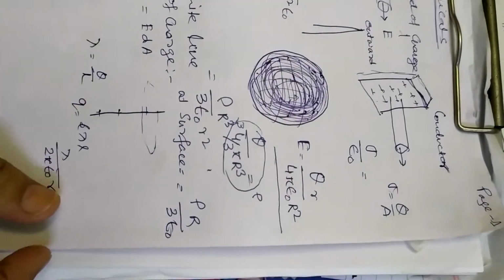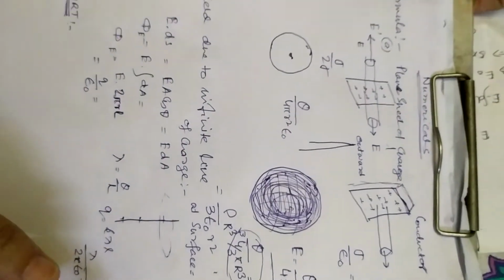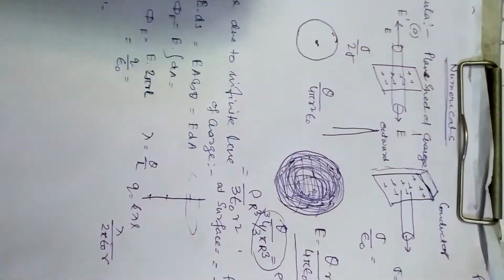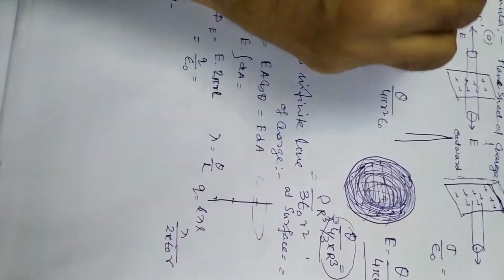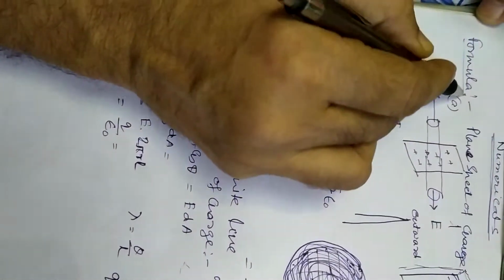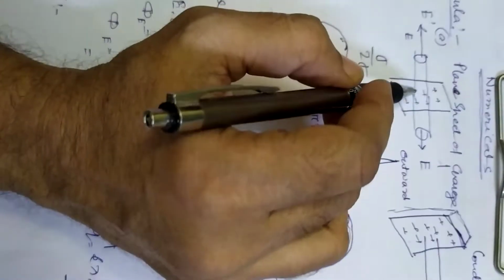Hello students, today we'll be doing some numericals on Gauss's theorem and what we have done in Coulomb's law. So before doing these things, we should know very well about these formulas that we have already done. In the case of plane sheets of charge, there are two types of orientation.